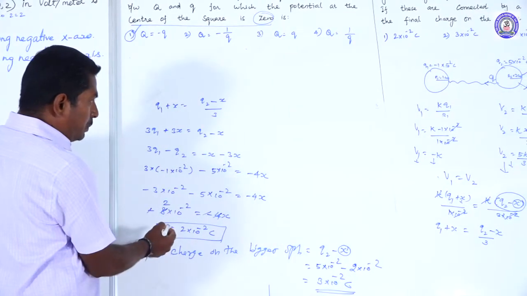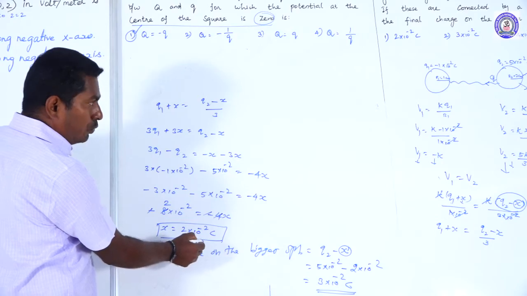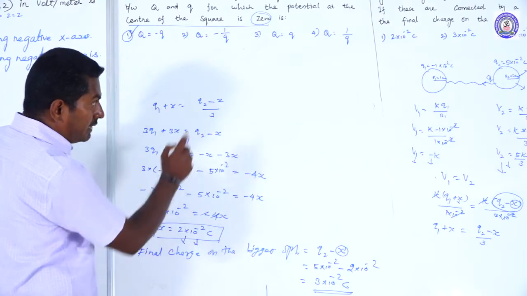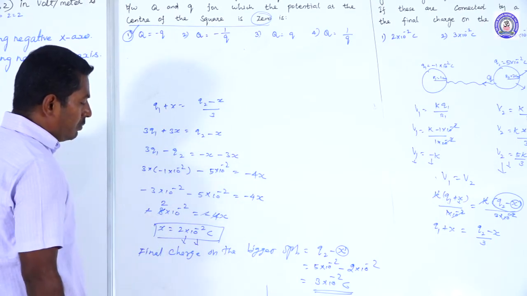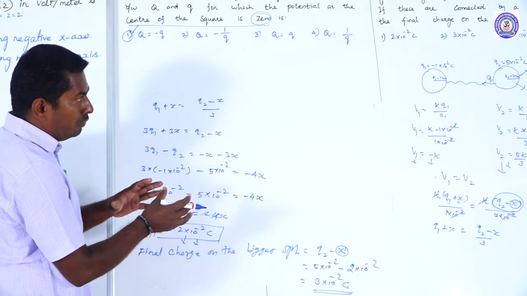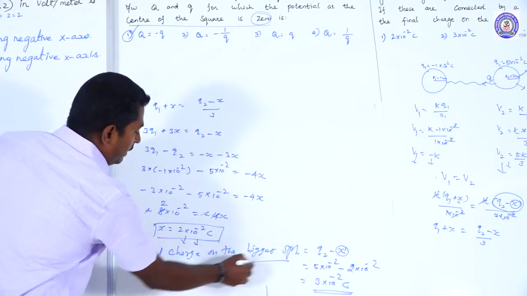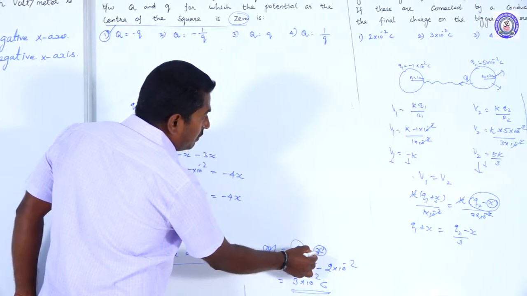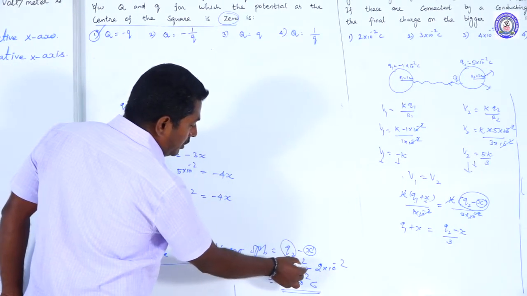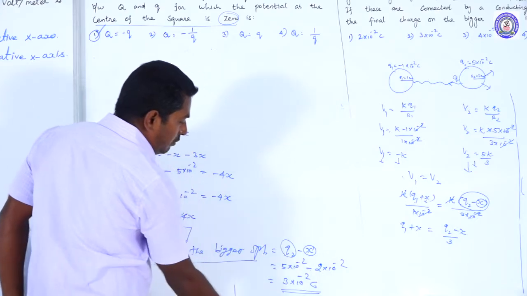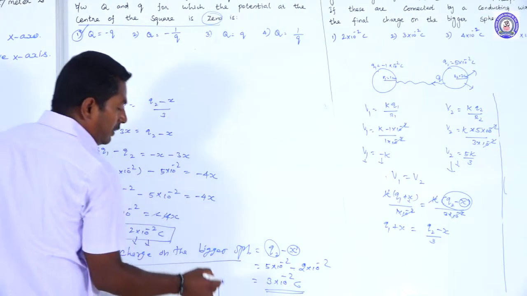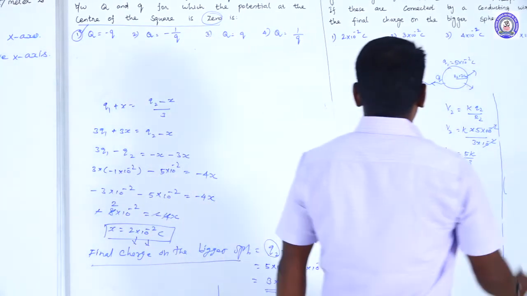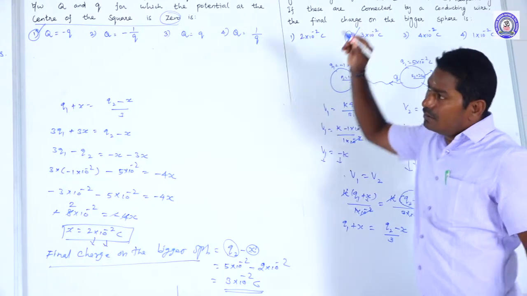Charge transferred from the bigger sphere to the smaller sphere is 2 into 10 power minus 2 coulomb. So the loss of charge by the bigger sphere is this much, and the same amount, 2 into 10 power minus 2 coulomb, is gained by the smaller sphere. Our aim is to calculate the final charge of the bigger sphere, which is equal to actual charge minus transferred charge: 5 into 10 power minus 2 coulomb minus 2 into 10 power minus 2 coulomb. So 3 into 10 power minus 2 coulomb is possessed by the bigger sphere. Right choice: 3 into 10 power minus 2 coulomb, the second choice.